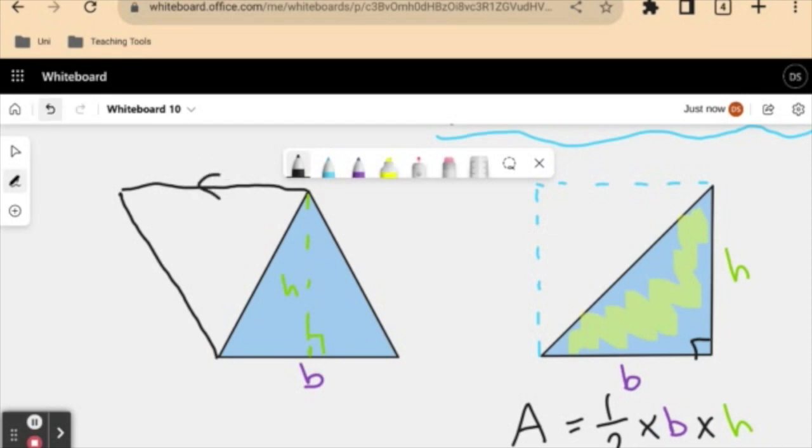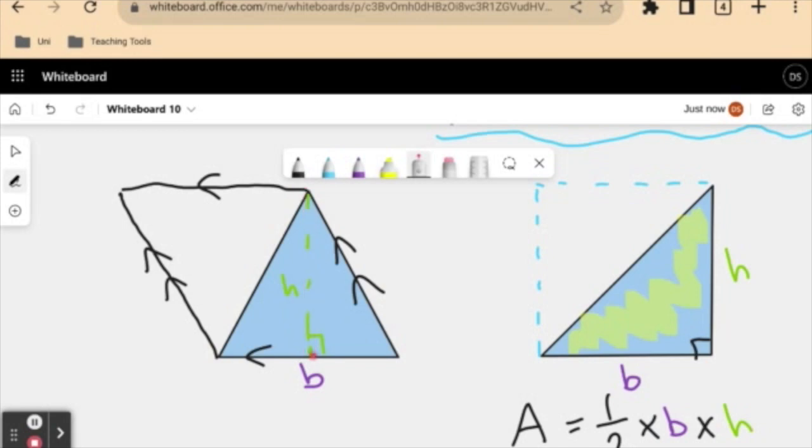This side is parallel to this side because these are straight lines. We've just flipped them. And also these will be parallel as well. So we have a parallelogram and we know the area of a parallelogram. We know that a parallelogram is this bottom width or base multiplied by the perpendicular height.